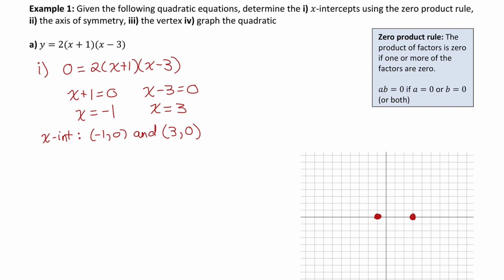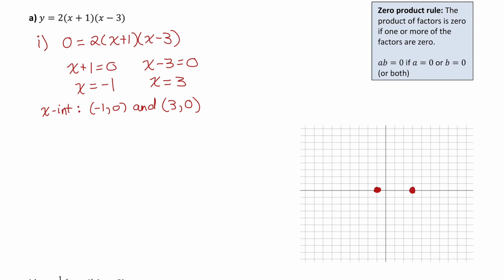And then for part 2, I have to find the equation of the axis of symmetry. Remember, the axis of symmetry is the vertical line that goes right through the middle of the parabola. So it's going to be at the average of the two x-intercepts. So to find the equation of the axis of symmetry, it'll be at x equals the average of these two x-intercepts, negative 1 and 3.